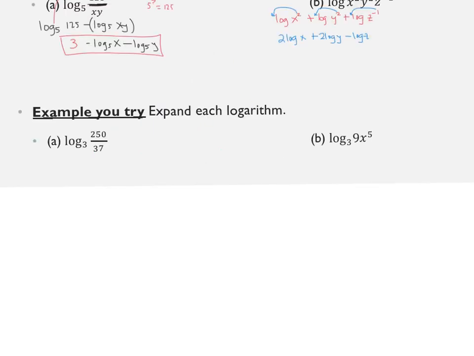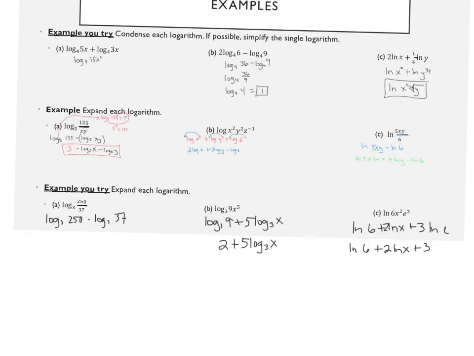Take a minute or two and try the example you-tries. Okay, so hopefully for A, you found log base 3 of 250 minus log base 3 of 7. For letter B, 2 plus 5 log base 3 of x, because log base 3 of 9 is 2. And for C, natural log 6 plus 2 natural log x plus 3. Remember, the natural log of e is just 1, so that's like 3 times 1.